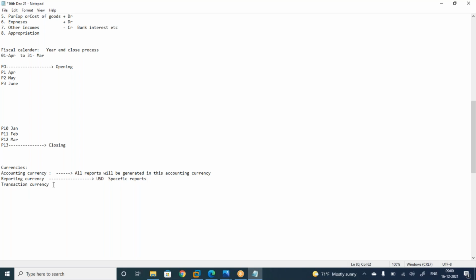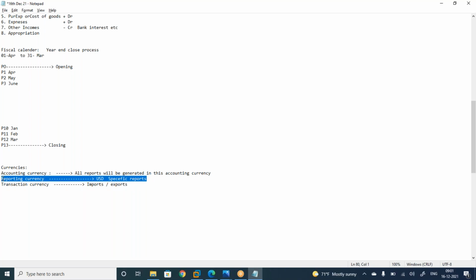And usually transaction currency and accounting currency will be the same. In case of exports or imports, it will be different. If currency varies, then only should we go with reporting currency, right? No, usually we'll map at least one currency. Your wish, whether you want to map it or not. This is optional.